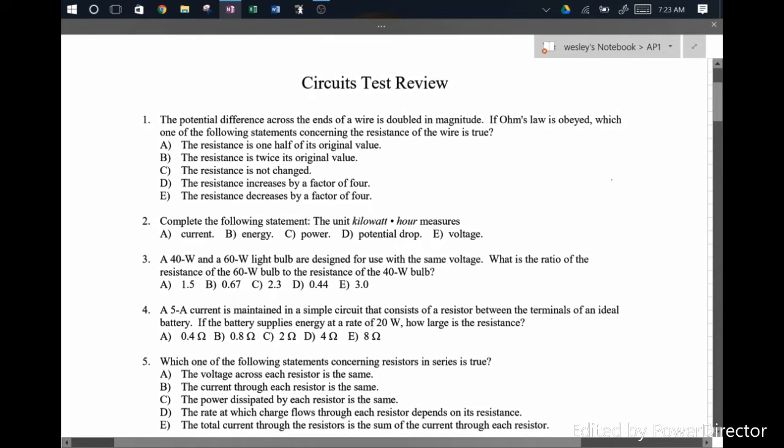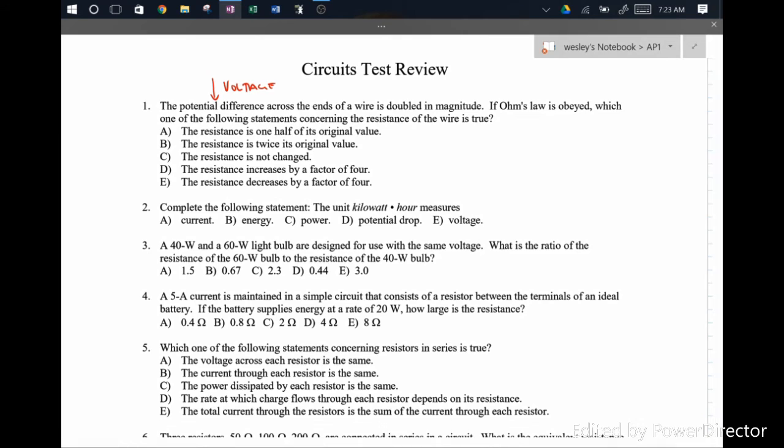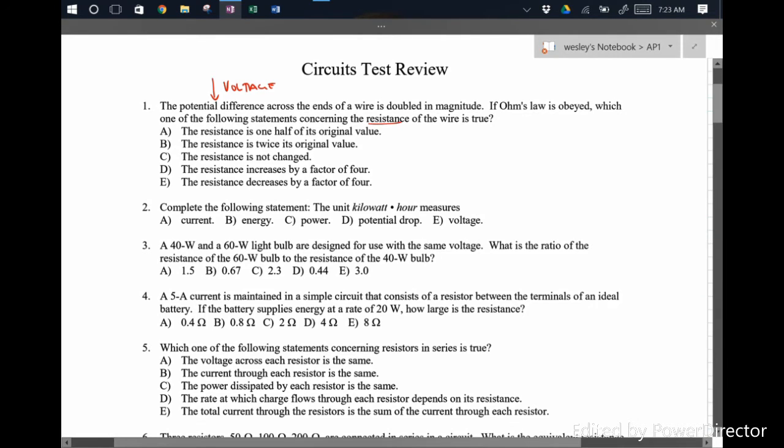All right, this is our circuits test review. Let's jump in. The potential difference, that's the voltage across the ends of a wire, is doubled in magnitude. If Ohm's law is obeyed, which of the following statements concerning the resistance of the wire is true?